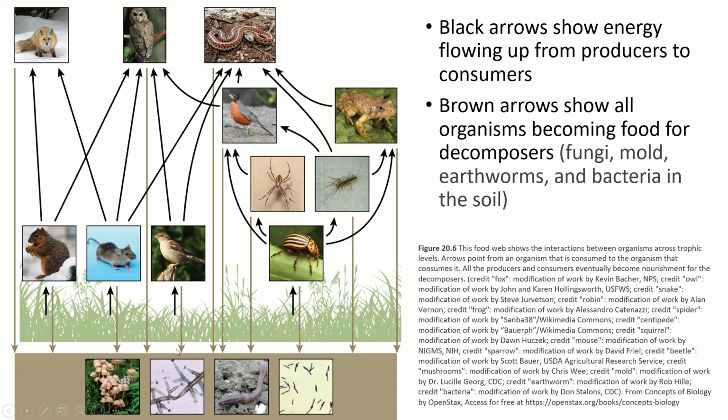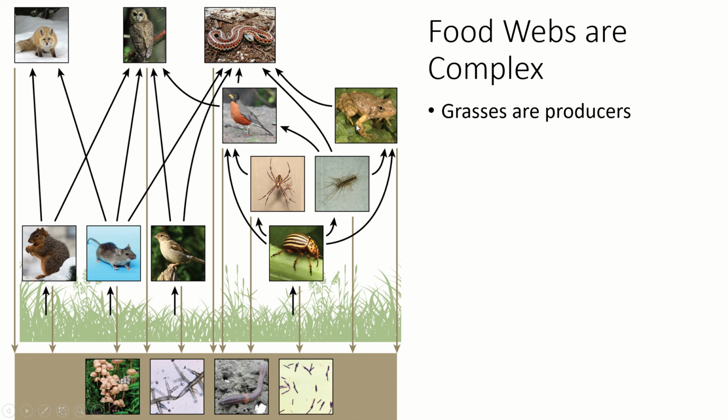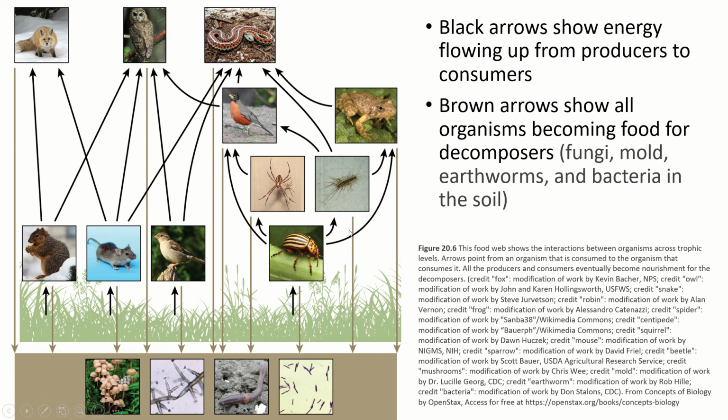One arrow is showing the energy going up the trophic level. So we have the squirrels, the mice, the little house finch, and the beetle all eating the grasses. So the grasses are the producers. Their energy is going to these primary consumers. The beetle can then be eaten by a spider or a centipede, and those could be eaten by a robin, or a toad, or the beetle itself individually could be eaten by the toad or maybe a frog. Sorry, I don't know which one, or the robin.